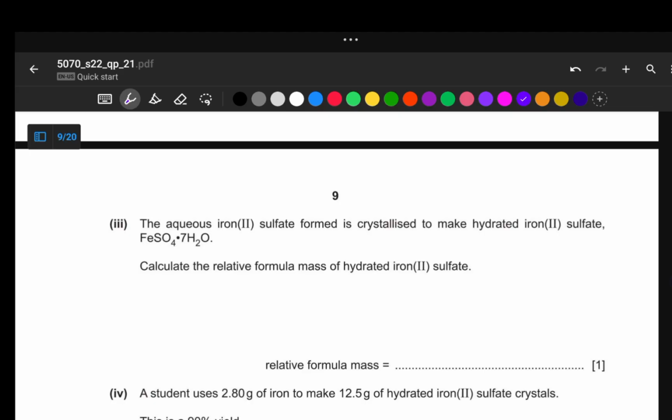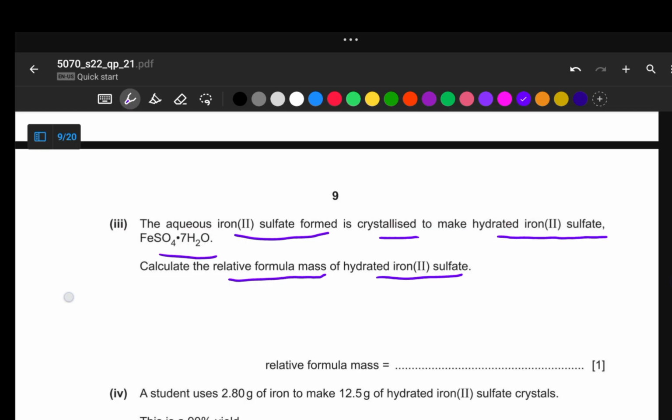Which is number 3 in Roman numerals. The question says aqueous iron 2 sulfate formed is crystallized to make hydrated iron 2 sulfate. So this is the hydrated salt. This is what we call the water of crystallization, which is the water bonded to a solid or an ionic compound in the lattice structure. So the question says calculate the relative formula mass for the hydrated iron 2 sulfate, right?